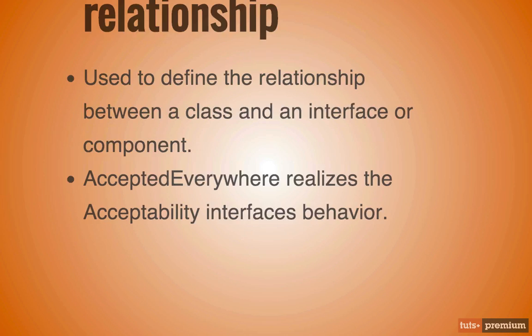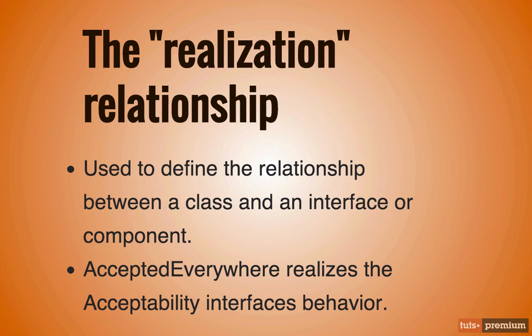Now, the realization relationship is used to define the relationship between a class that implements an interface or a component. So from our MoneyCard program, we have an accepted everywhere class, which implements the acceptability interface. So we can say that our accepted everywhere class realizes the behavior of the acceptability interface.